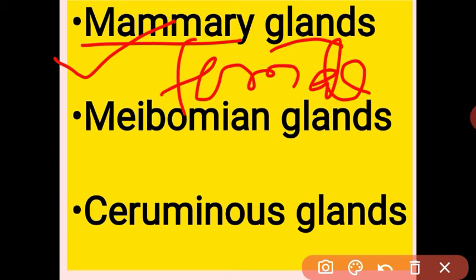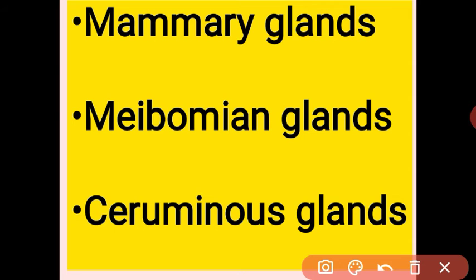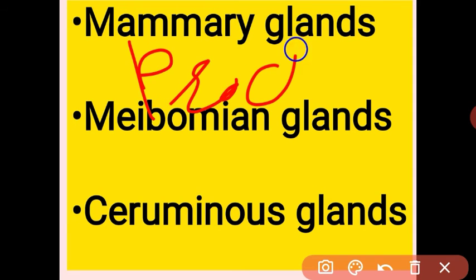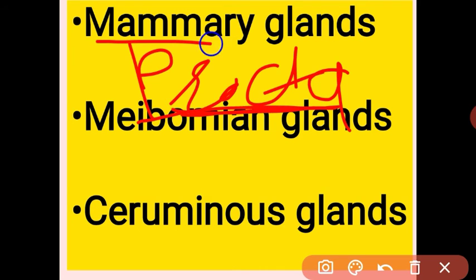The central conical projection of each breast is called the papilla, and the main function of the mammary gland is secretion of milk. After the birth of the baby, the female secretes a hormone called prolactin. When prolactin is secreted, the mammary gland secretes milk, and this milk is highly nutritious for the newborn baby.